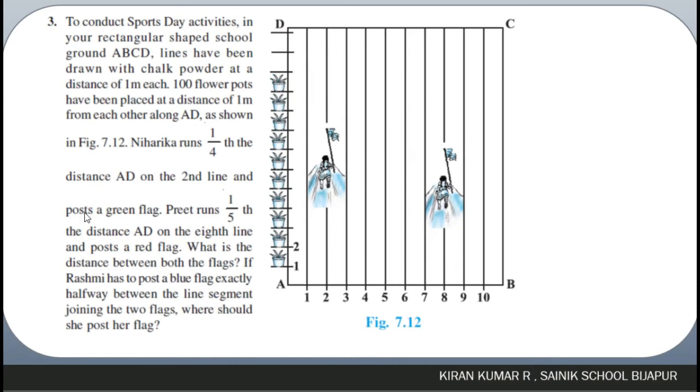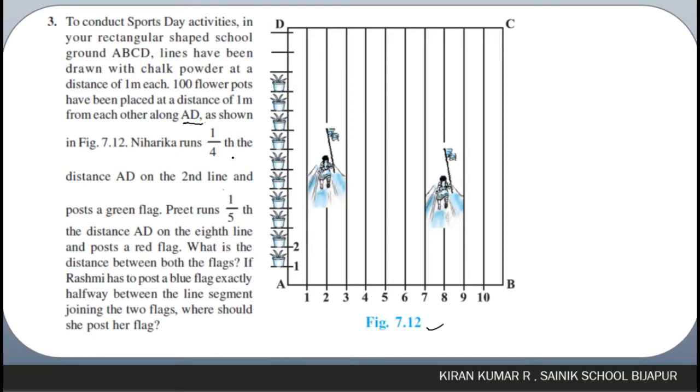Question number 3. It's a lengthy question. To conduct sports day activities in a rectangular shaped school ground ABCD, lines have been drawn with chalk powder at distance of 1 meter each. 100 flower pots have been placed at a distance of 1 meter from each other along AD, as shown in figure 7.12.